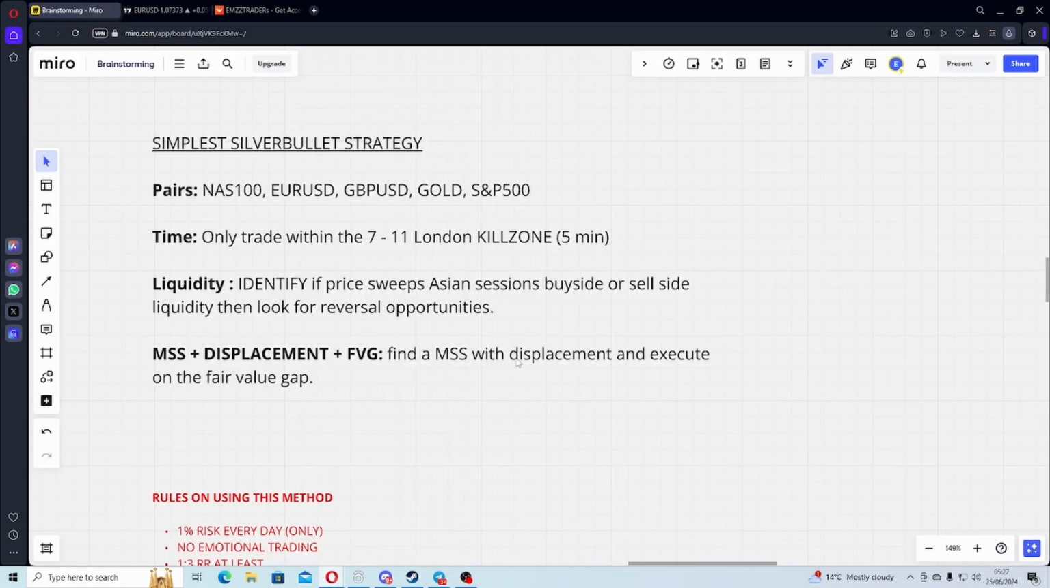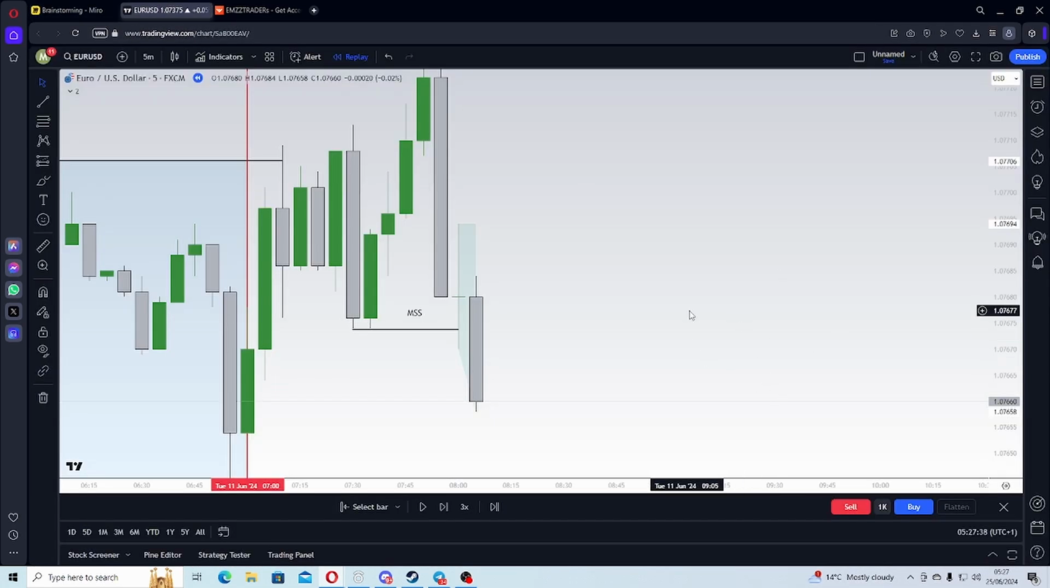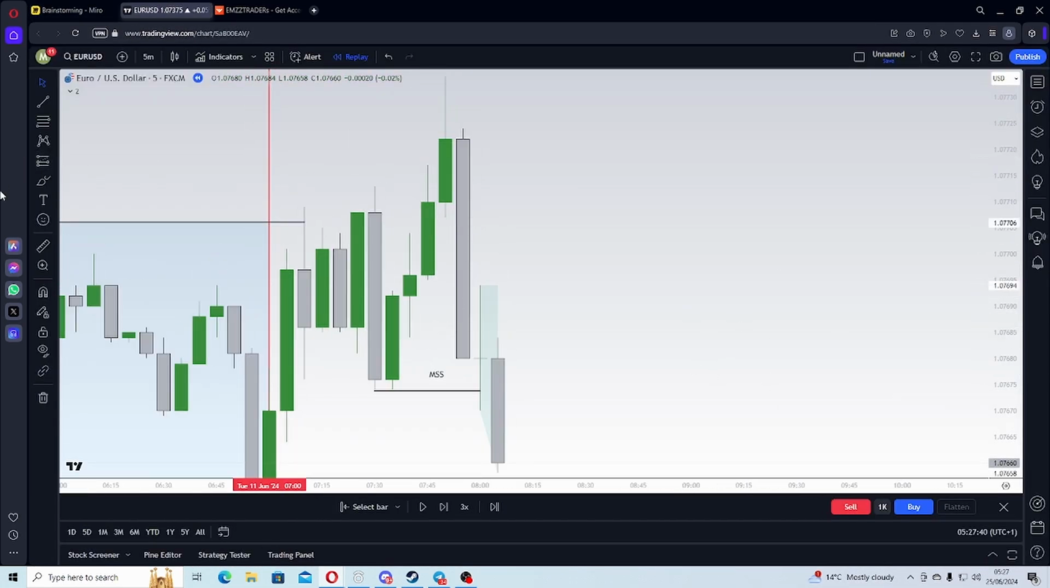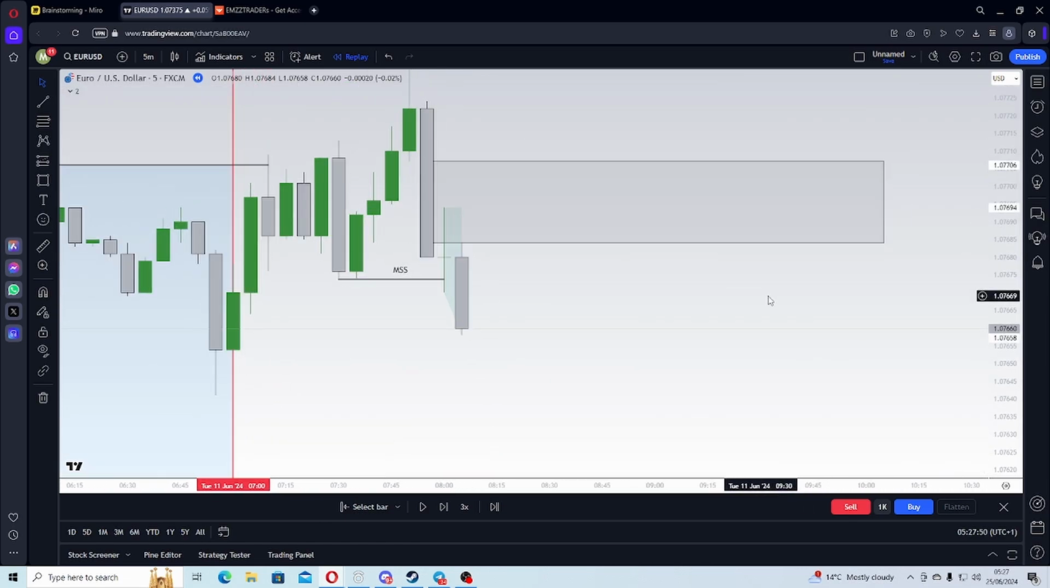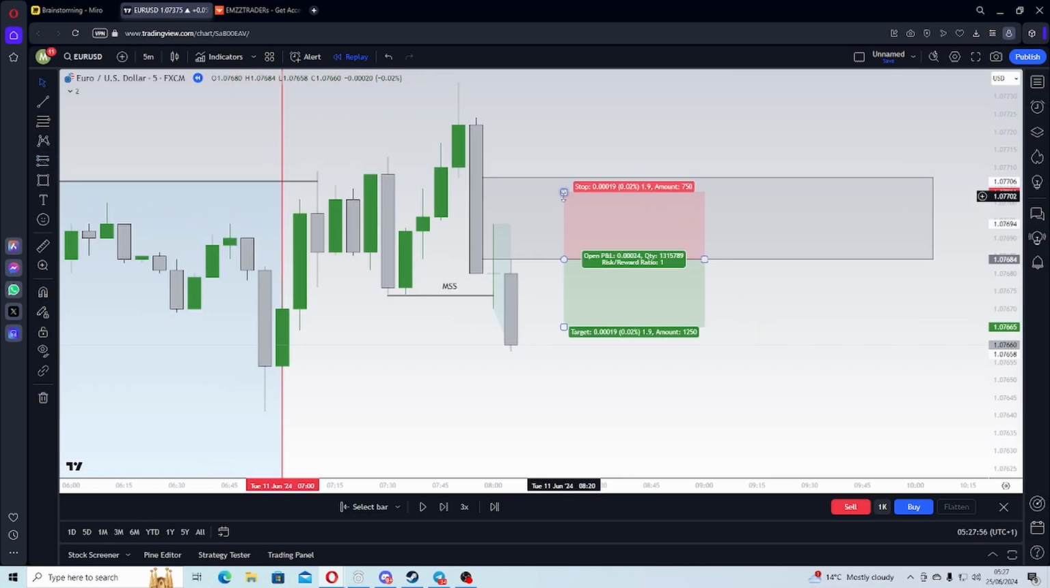So now once we're here, we have the market structure shift, we have the displacement, and now we have to execute on a fair value gap. So where's the FVG? Right here is this big candle. So I'm going to just be marking this out. You can see from here to here. We can easily extend this. And now I'm going to be putting in my sell position right on the line, okay?